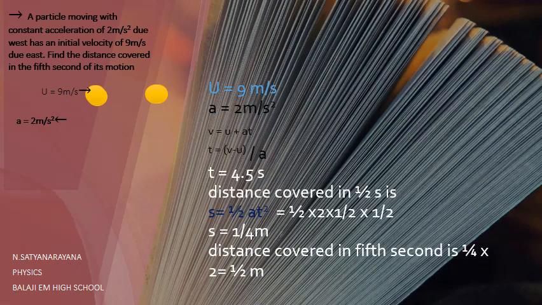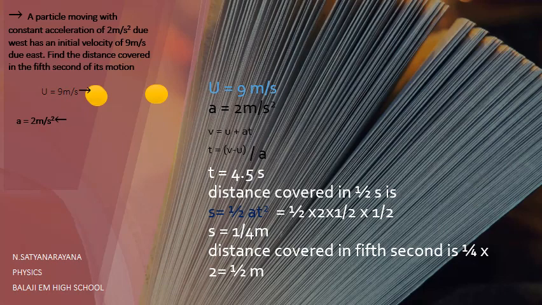So how to do it? u means initial velocity, 9 meters per second, and acceleration is 2 meters per second square. You have to see the three equations of motion. In the first equation, u and a are given and you have to find t. Simply, t is equal to (v minus u) by a. Then substitute those values in the equation.